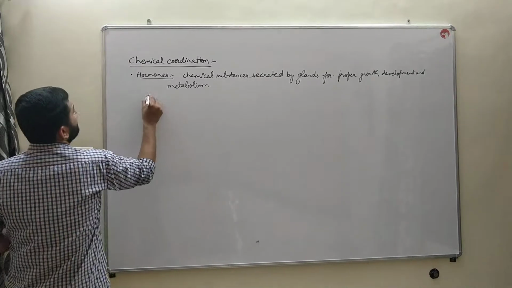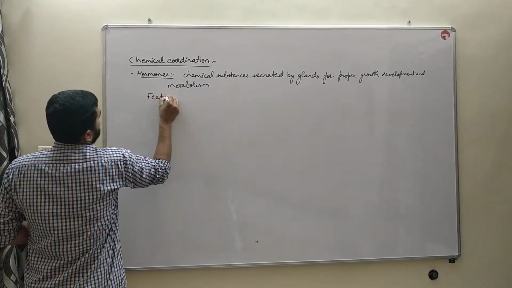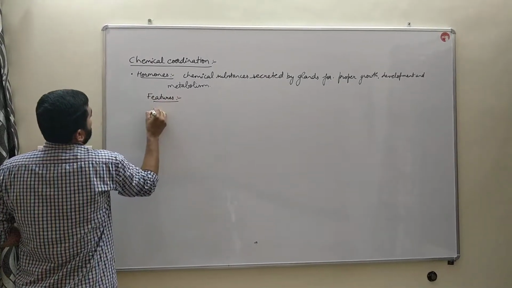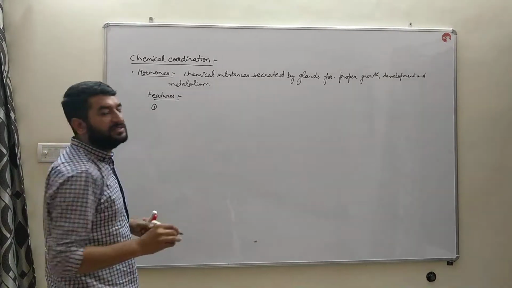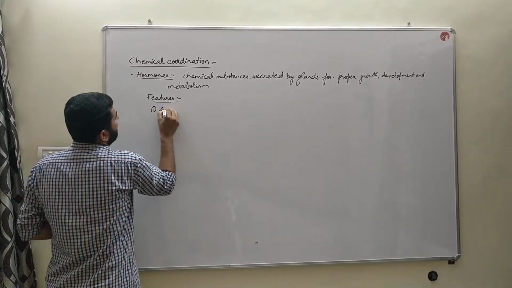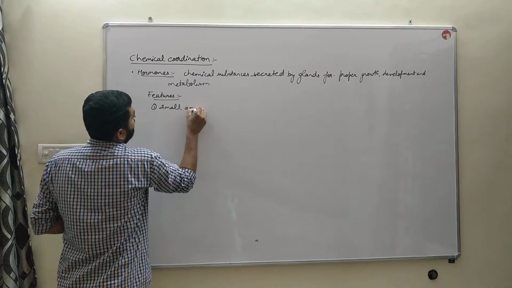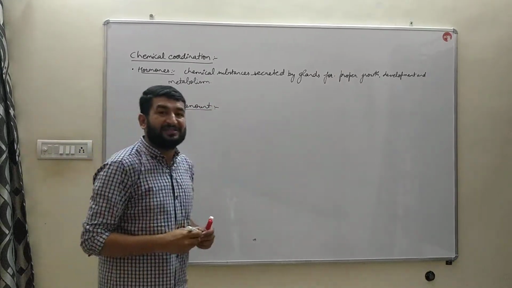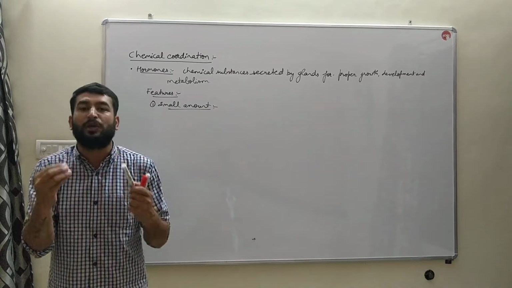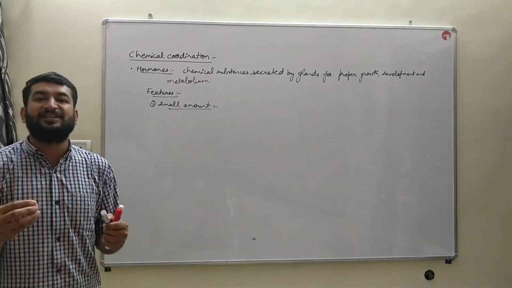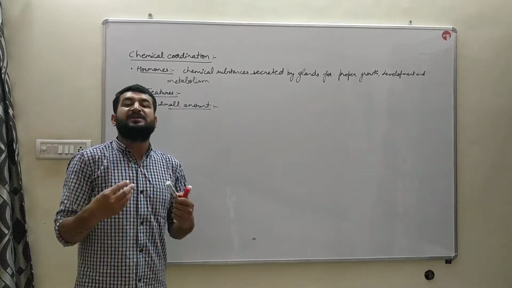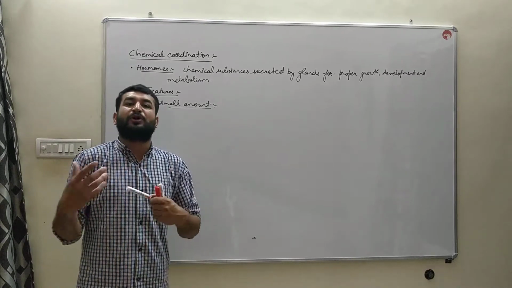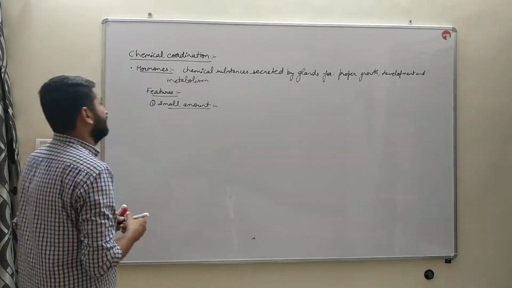There are certain specific characteristics or features of hormones. The first one is that they are required in very small amount. So you can add this point in the definition as well. Hormones are the chemical substances which are required in very small quantity and released by the glands for the proper growth and development.